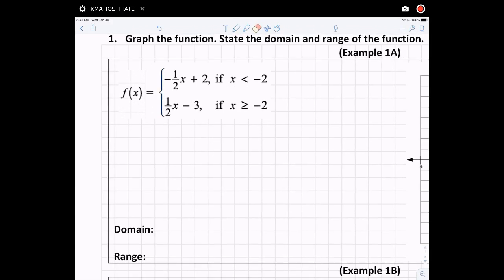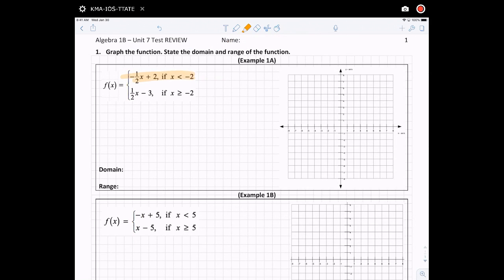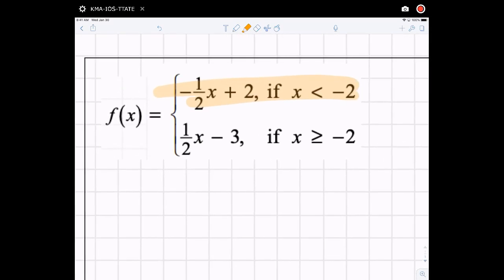Alright, and then I would do the one on top in orange. Where's my splitting point though? Does anybody know how to tell on a piecewise function? We only have one point where it's going to split or do something different. Can you guys tell by looking at this piecewise function? Okay. -2. Yeah, it's -2.